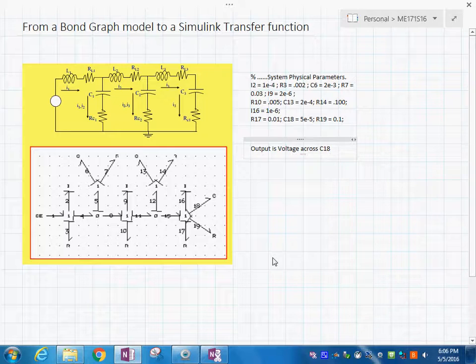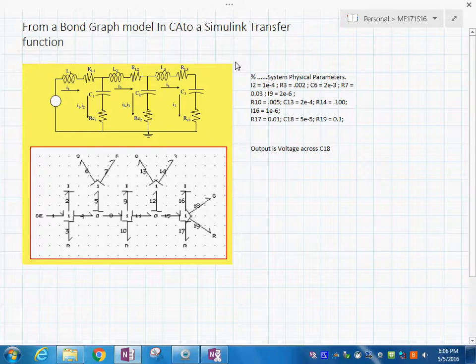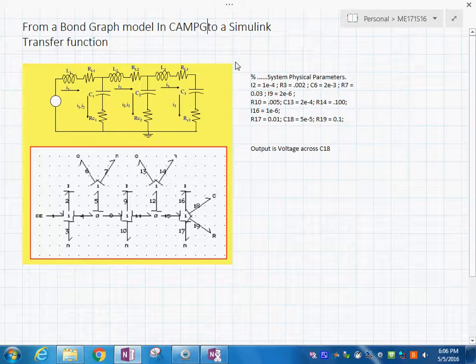Okay, once we have stated the problem, our job right now is first to enter this bond graph model into CAMG. I would say, why don't we modify the title a little bit, from a bond graph model to a Simulink transfer function. We could say from a bond graph model in CAMG, to a Simulink transfer function. Very good. That's even more precise, the title of what we're doing right now.